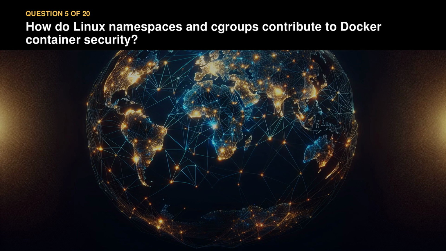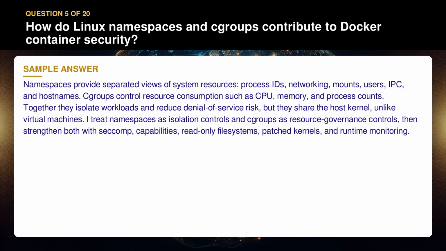Question 5. How do Linux namespaces and cgroups contribute to Docker container security? Namespaces provide separated views of system resources: process IDs, networking, mounts, users, IPC, and host names. Cgroups control resource consumption such as CPU, memory, and process counts. Together they isolate workloads and reduce denial of service risk, but they share the host kernel, unlike virtual machines.